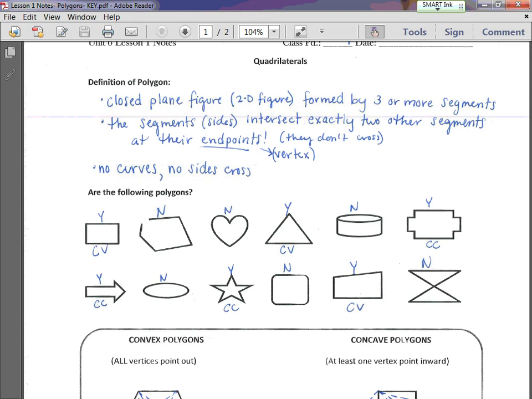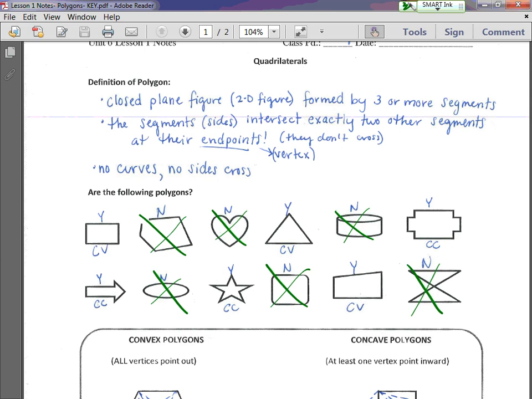So again, a polygon is a 2D shape, it's closed. The sides are segments, so there are no curves. And the sides do not cross. So you had to identify first that these were polygons, and later on you had to decide convex versus concave. So again, it has to be a closed plane figure, which is why we got rid of that one. And we can't have any curves. The sides should be segments, which eliminated this, and this, and this, and this. And no sides cross, which eliminated this one. So the remaining ones were polygons.